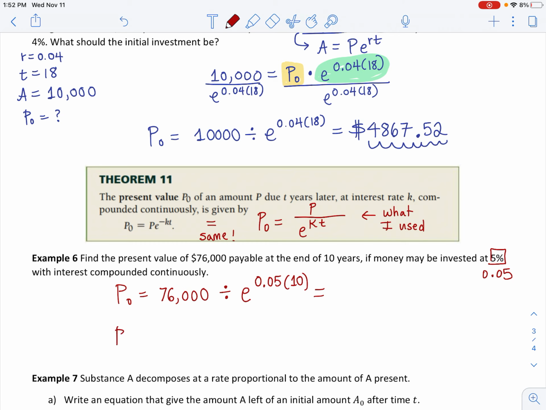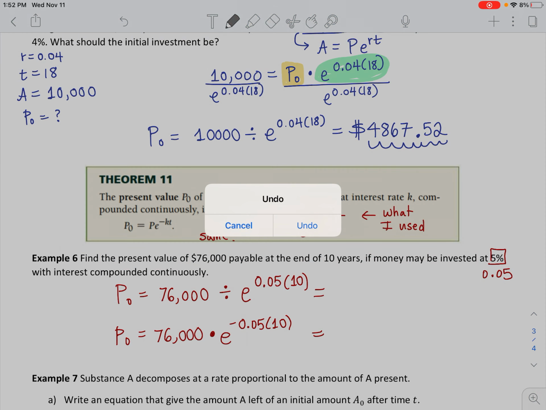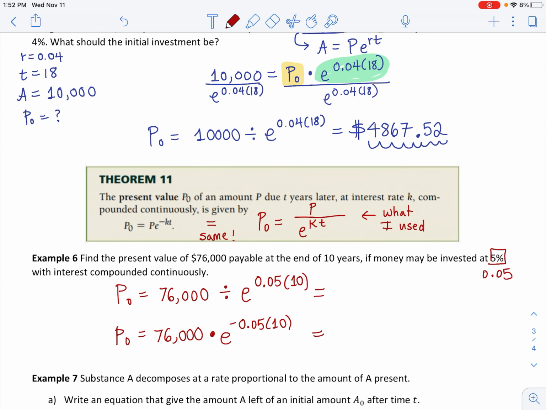But the formula that they gave us in Theorem 11 is telling us to do 76,000 times e to the negative 0.05 times 10. And as you know, they are saying the same thing, right? All right, let's go ahead and type this in.